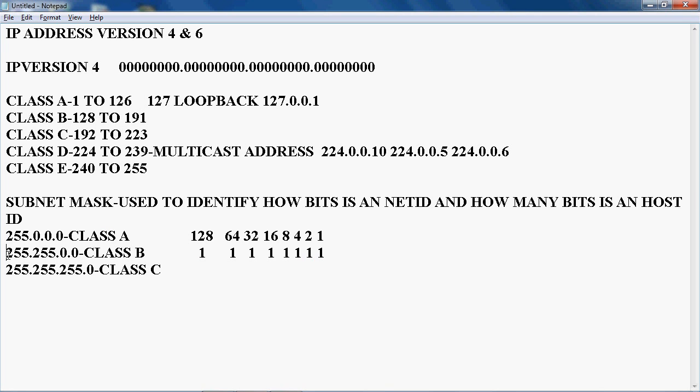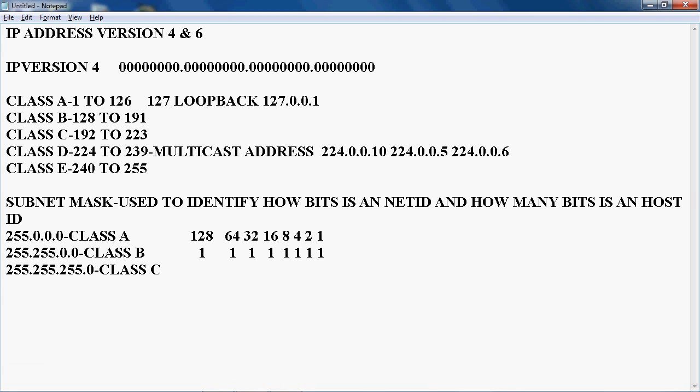So in class B, the first 16 bits, so in the first octet all 8 bits should be 1, and in the second octet all 8 bits should be 1. So in total we get 255.255.0.0. So in class C, the first 3 octets should be 255.255.255, meaning the first 3 octets are the net ID. So the first 24 bits should be 1. So we get 255.255.255.0.